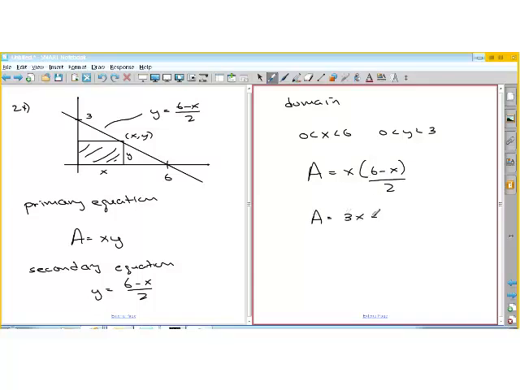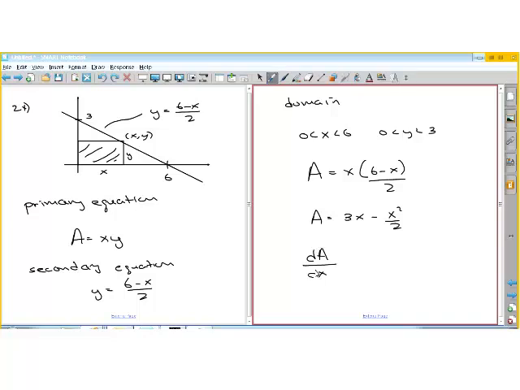So now let's multiply it out. So you get 3x minus x squared over 2. 6 divided by 2 is 3. X times negative x is negative x squared divided by 2. Okay, so that's the primary equation in terms of one variable.